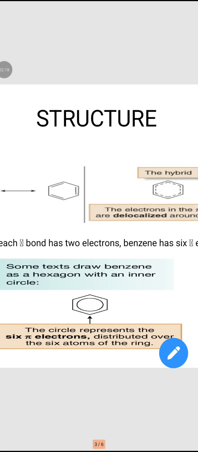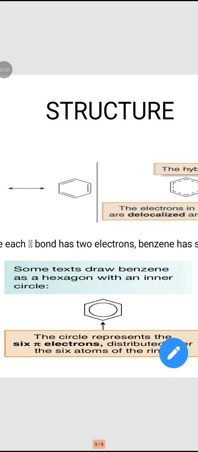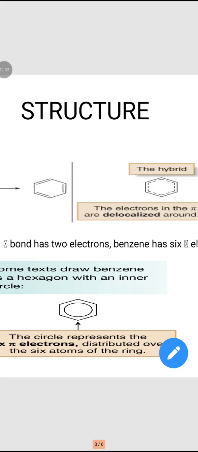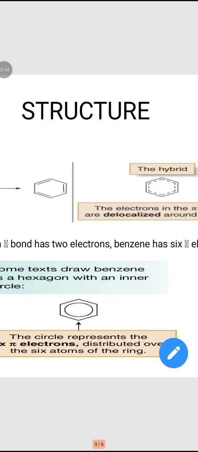Some texts draw benzene as a hexagon with an inner circle. The circle represents the 6 pi electrons distributed over the 6 atoms of the ring.